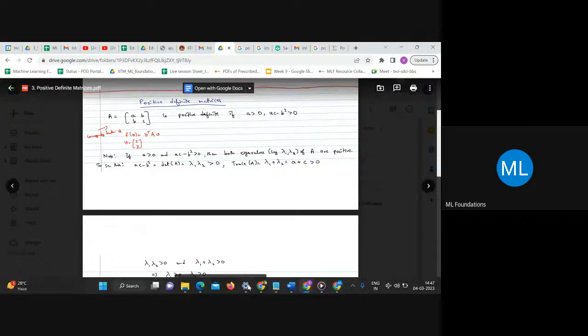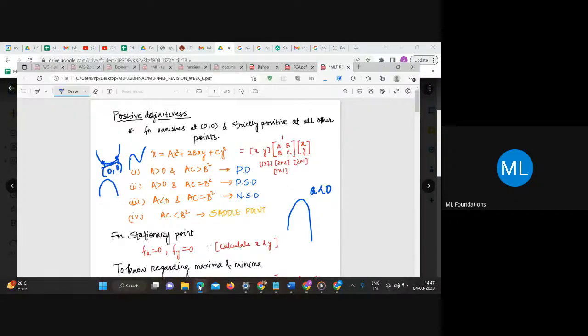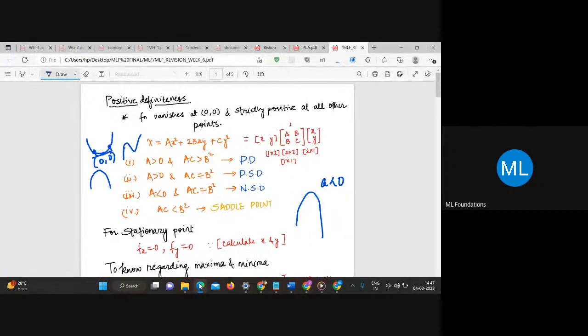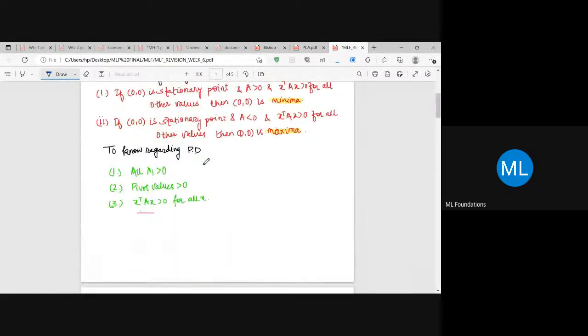But I'll tell you how generally we get that. There are basic methods. How will you approach it if you have been given a matrix? How will you tell whether this matrix is positive definite or not? There are two or three methods, but the best method is to calculate the eigenvalues. If you are able to calculate the eigenvalues of the matrix, you can say whether this matrix is behaving like a positive definite or not.